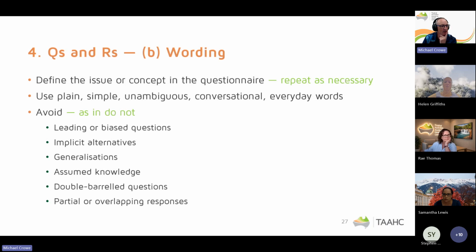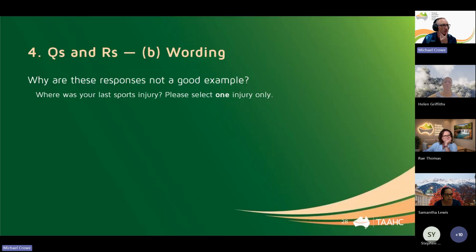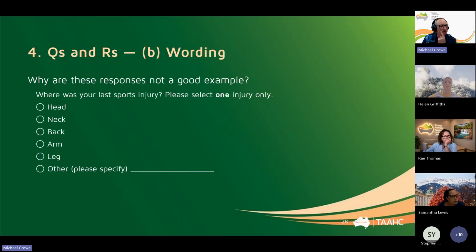Let's get on with the first one. Why are they not good? I did say that I'd get back to you on this one. Why is the wording in these not good?